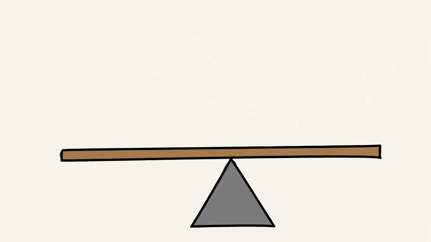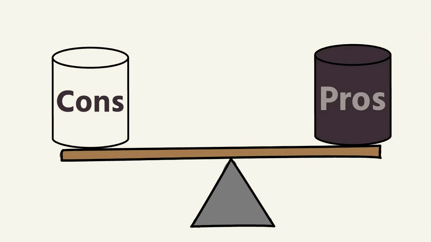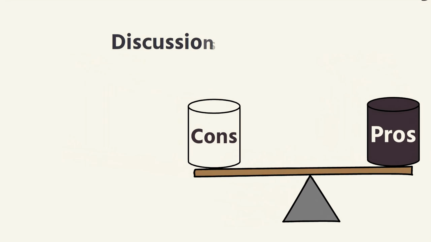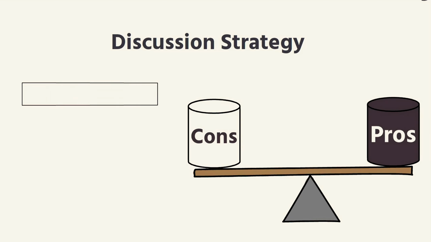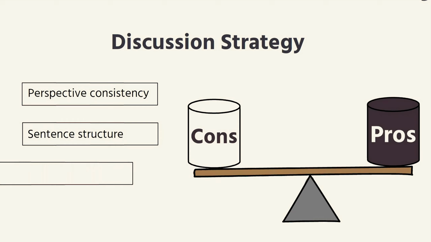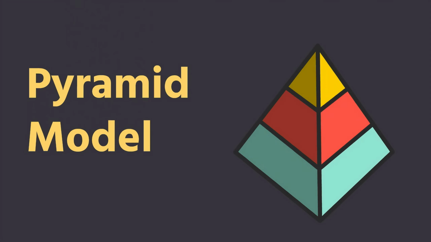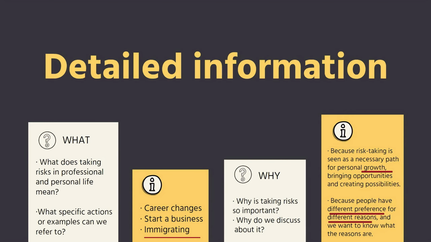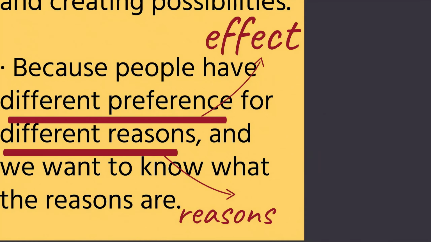Move on to the two body paragraphs. For a discussion essay, we must present arguments for both sides. The key points are, first, perspective consistency. We need to discuss from the same angle. Second, the sentence structure of point plus example. Third, use neutral expressions. For today's topic, we can't use the pyramid model and analyze from 3 different levels, but we can discuss from reasons and effects.